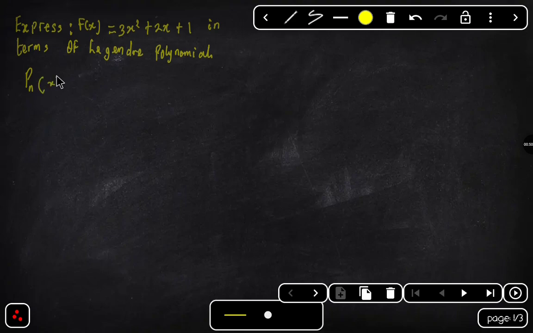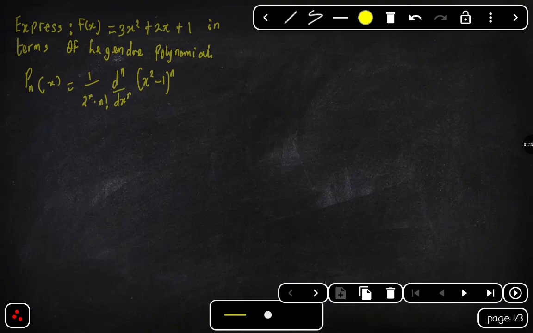So we have Pn of x is equal to 1 over 2 raised to the power of n multiplied by n factorial, then multiplied by the nth derivative of x raised to the power of 2 minus 1, then raised to the power of n. Okay, so that's the general representation of the Legendre polynomial.